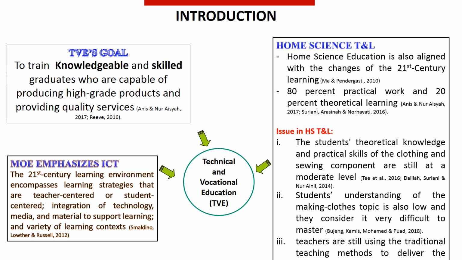Number one, the students' theoretical knowledge and practical skills of the clothing and sewing component are still at a moderate level. Number two, the students' understanding of the making clothes topic is also low and they consider it very difficult to master. And number three, teachers are still using traditional teaching methods to deliver the content.